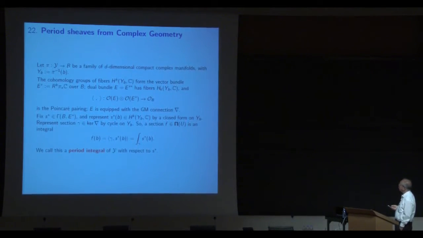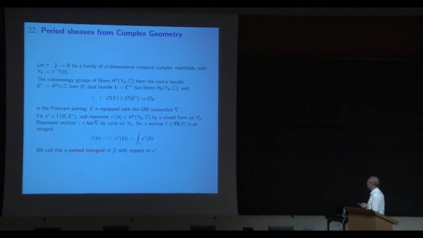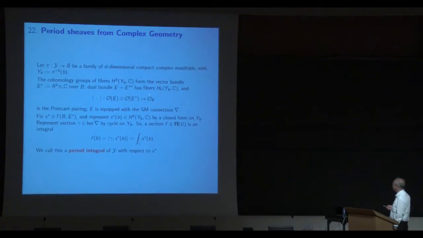So now we try to be more precise. Given a point B here, the inverse image of B would be a Calabi-Yau manifold. The cohomology groups of the fibers form a complex vector bundle, by pushing down with pi lower star, and taking the R^k over B. And there's a dual bundle, E star, whose fiber is the homology group of Y_B. And there's a natural pairing between cohomology and homology. So this is a Poincaré pairing.